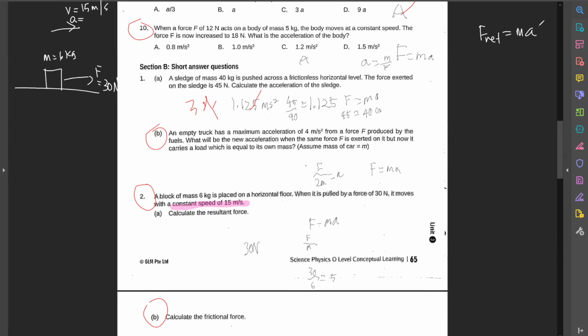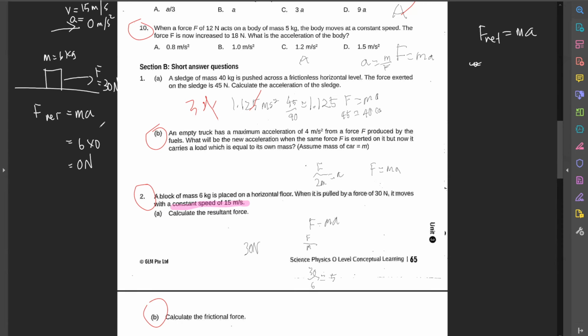So then constant, okay, the speed is constant, acceleration is 0. Okay. So then I can put 0 meter per second square here. Then they ask what is the resultant force. So resultant force is mass times acceleration. 6 times 0. So mass is 6 times 0, so 0. So first part A, 0 newtons.